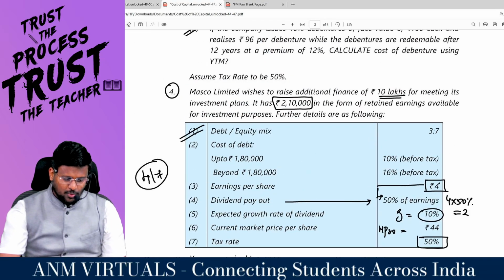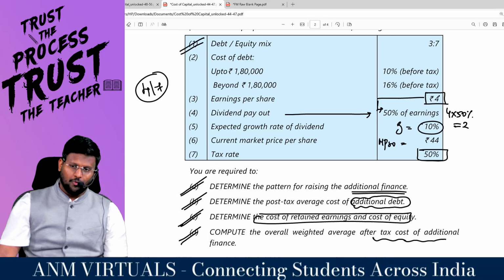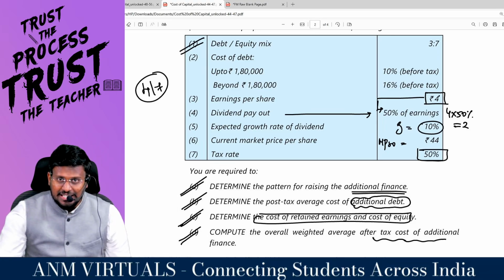So with this we can say that we are done with question number 4. 4 by 7 is the target.